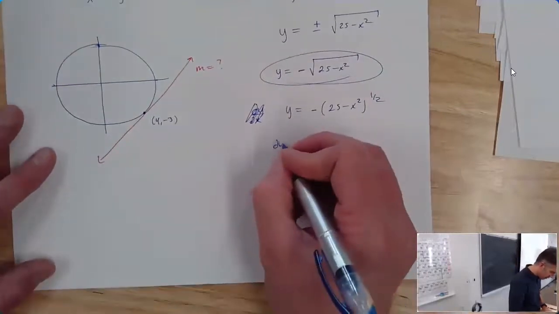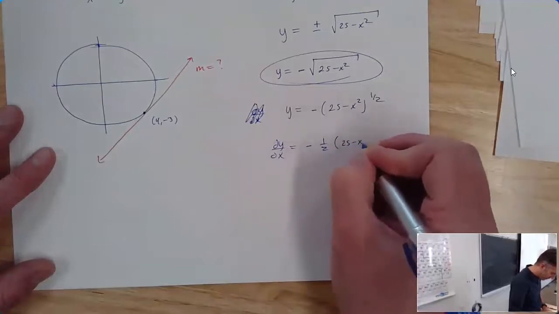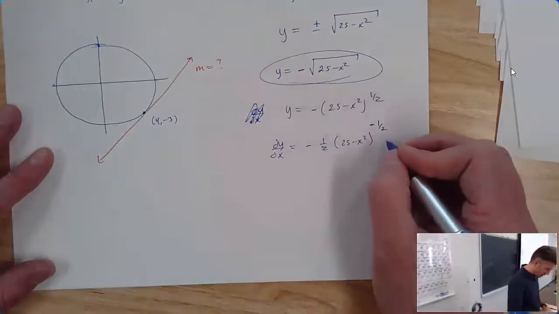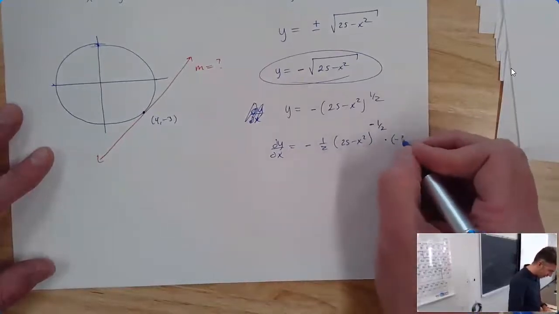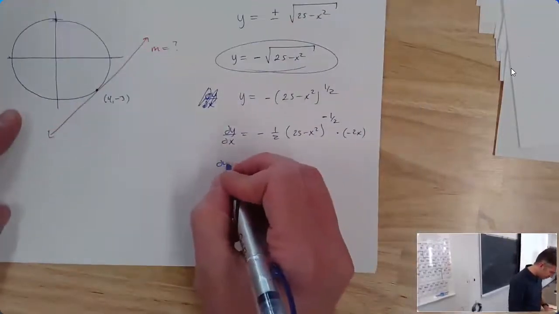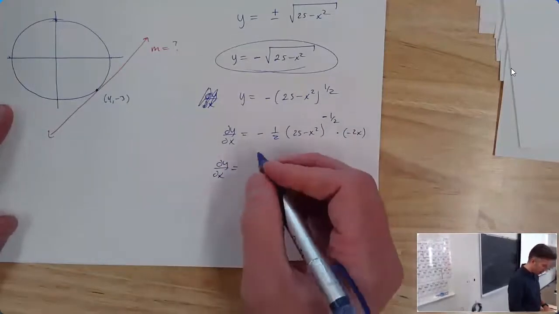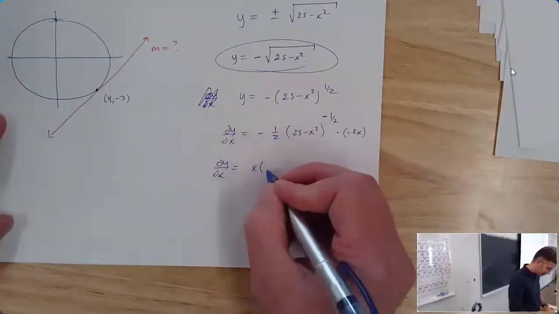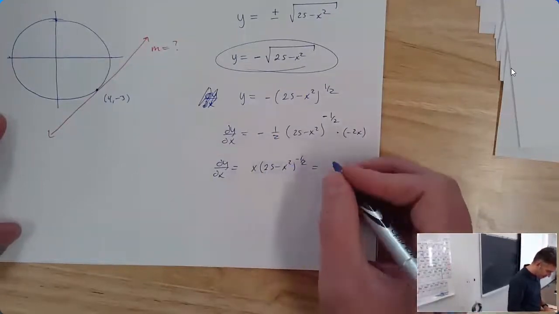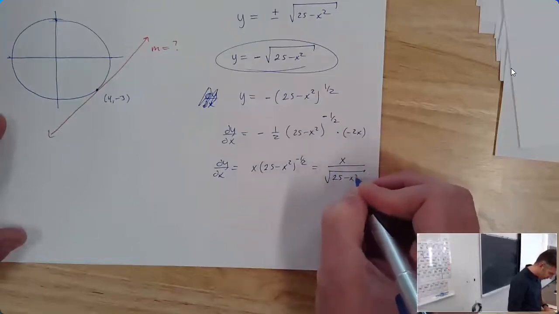So my derivative here is going to be negative 1/2 times my stuff, right? Using the chain rule, to the negative 1/2 power times the derivative of the inside, which is negative 2x. And I'm going to simplify this. The negative 2's cancel, and I just end up getting x times 25 minus x squared to the negative 1/2. Whereas I'm going to write x over the square root of 25 minus x squared.